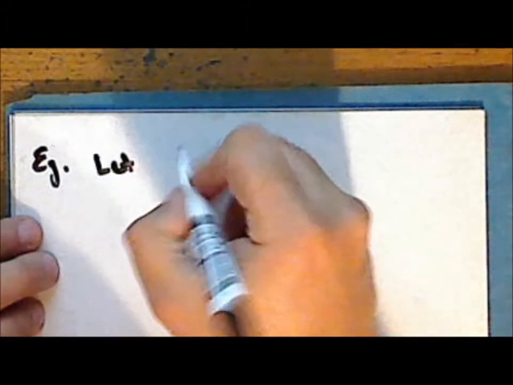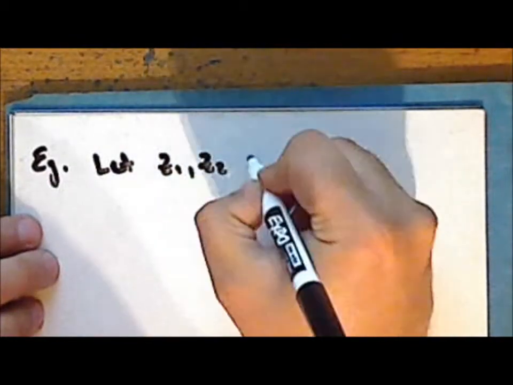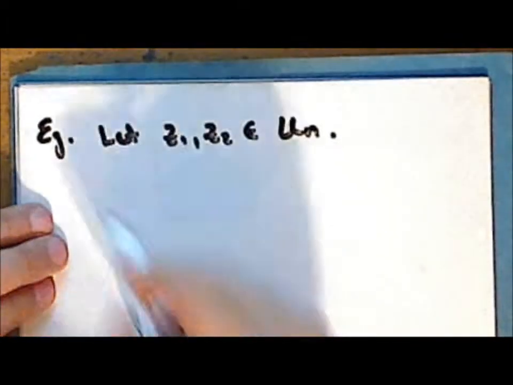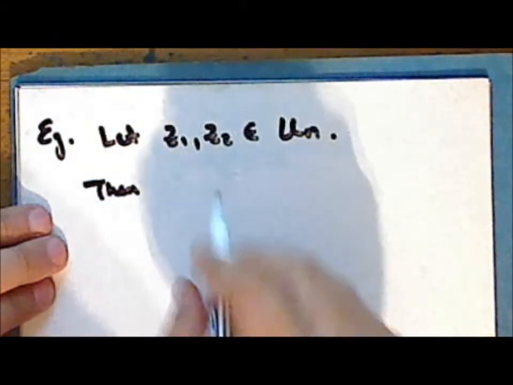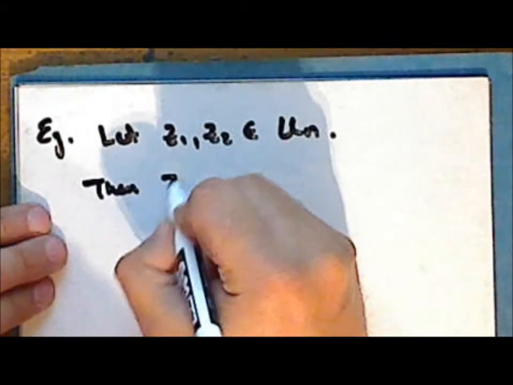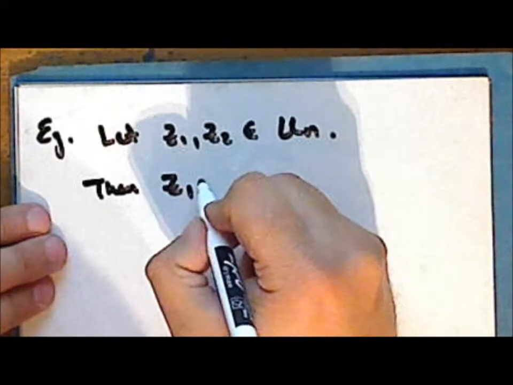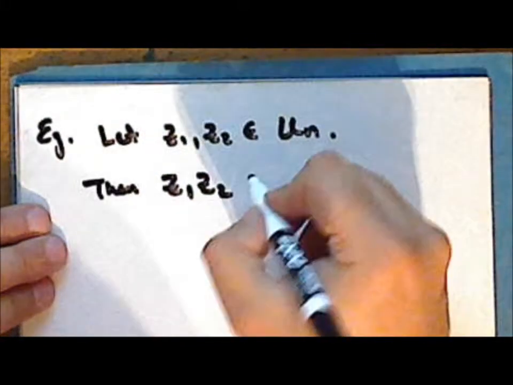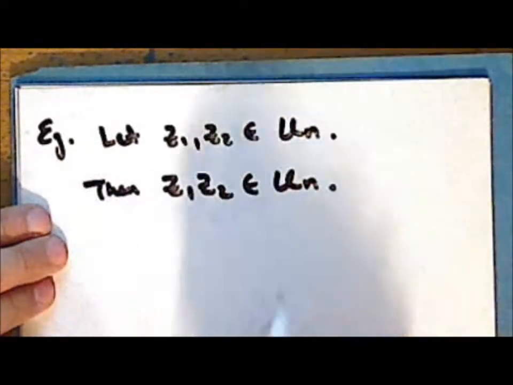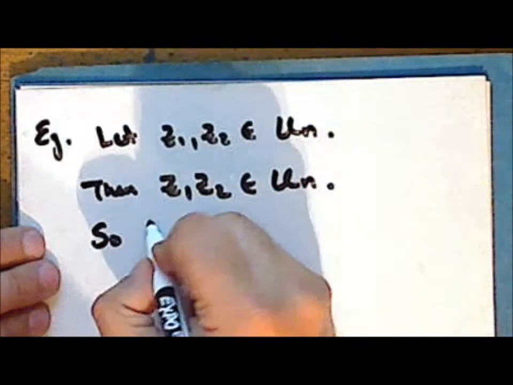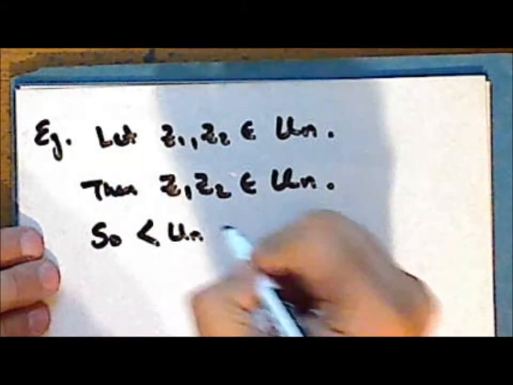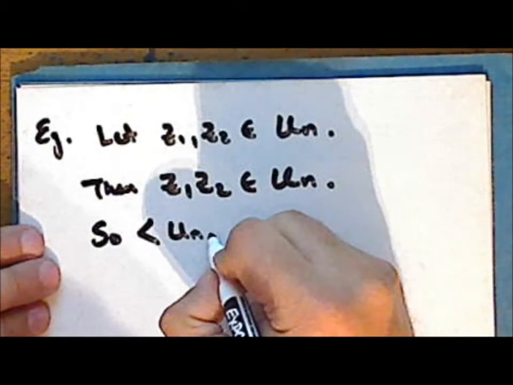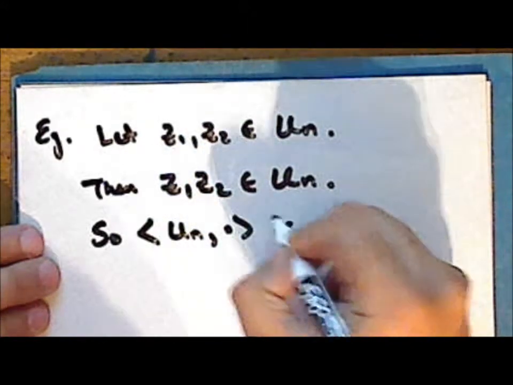Next example. Let Z1 and Z2 be in the set of the nth roots of unity. Then, as we demonstrated in this lecture, the product of those two elements is once again an nth root of unity. And so the structure consisting of the n distinct nth roots of unity, together with multiplication, is a magma.